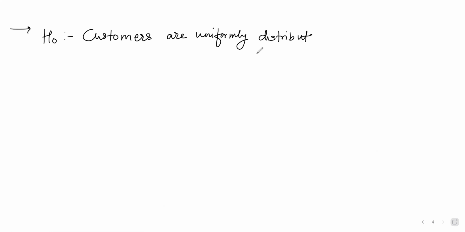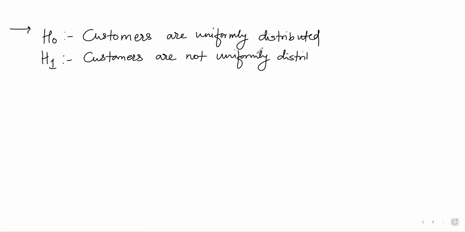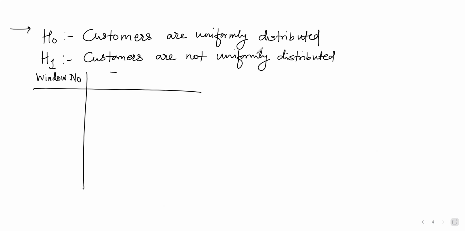Correct? So this is the H0. Of course the H1, the alternative hypothesis in this case, is that the customers are not uniformly distributed. Not uniformly distributed. So that is our objective in this case. This is your window number, and here the expected values are given. We have windows 1, 2, 3, and 4.